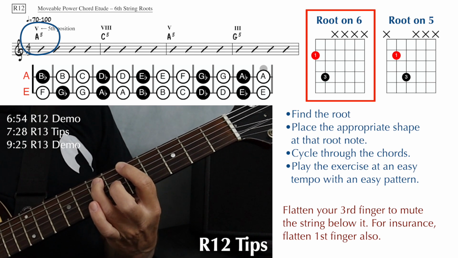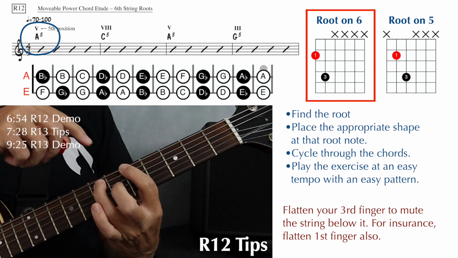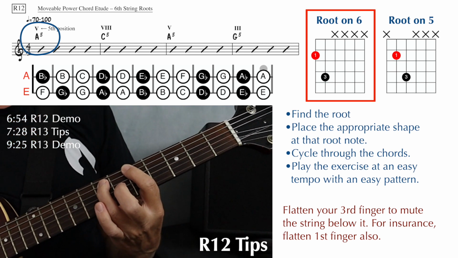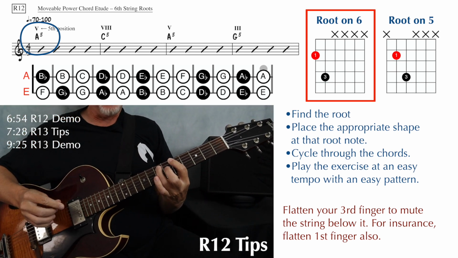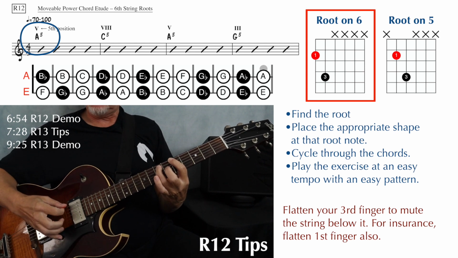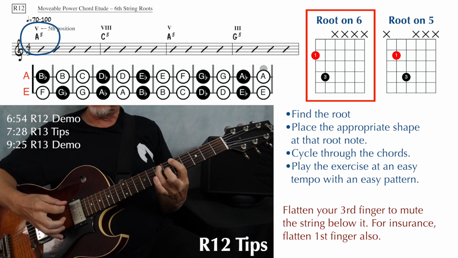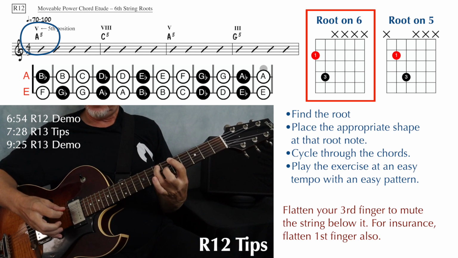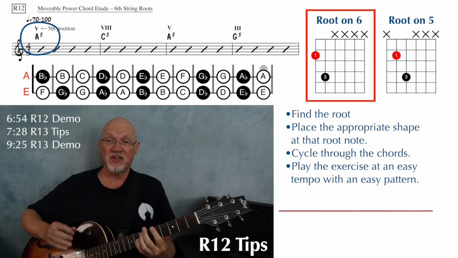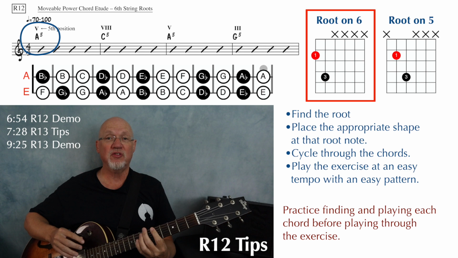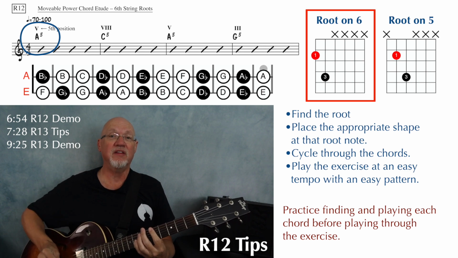And for a little extra insurance, my 1st finger is touching that string as well. So that way I don't have to be too careful with my strumming. I can strum fairly aggressively and not worry about getting a note out of that string. Before you play the exercise, I do recommend just cycling through those chords. Don't worry about strumming or anything like that.